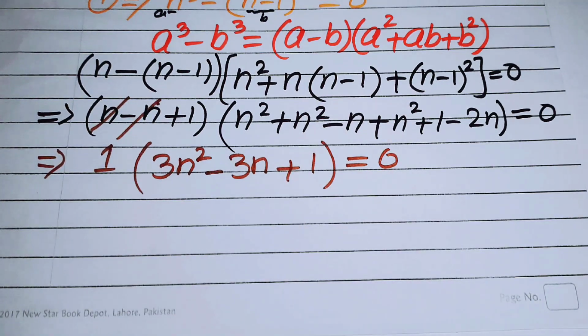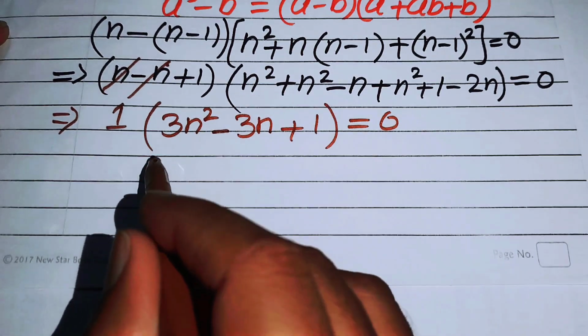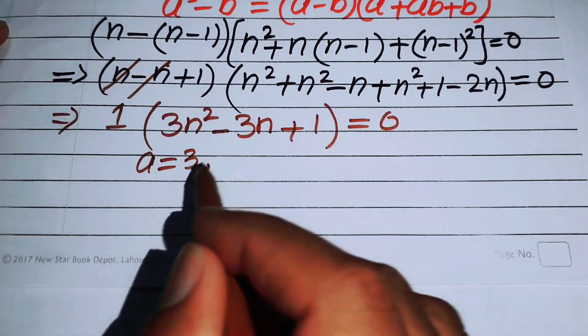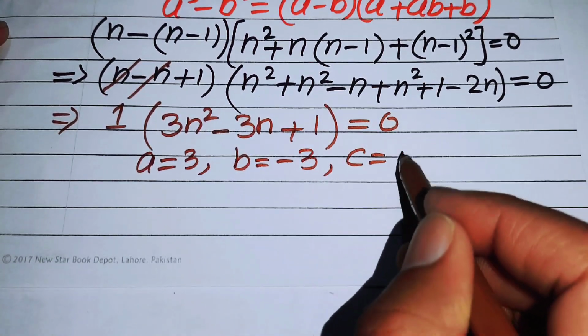So in the next step we will use the nice quadratic formula in order to solve this quadratic equation, so that here the value of a is 3, the value of b is minus 3, and the value of c is 1.